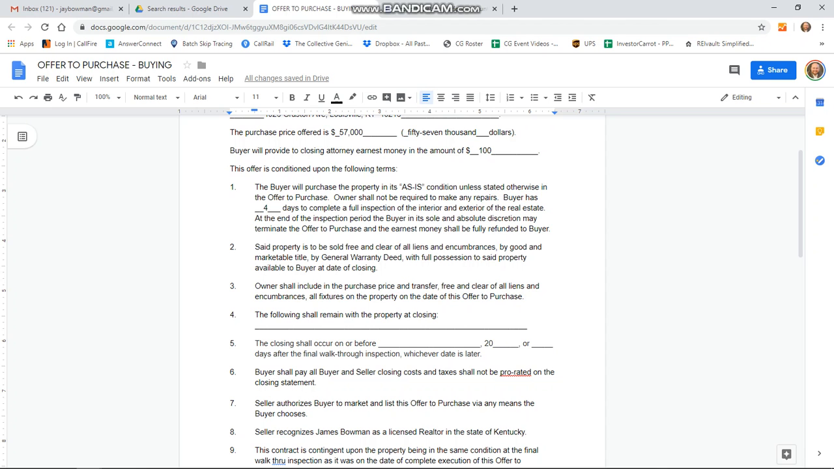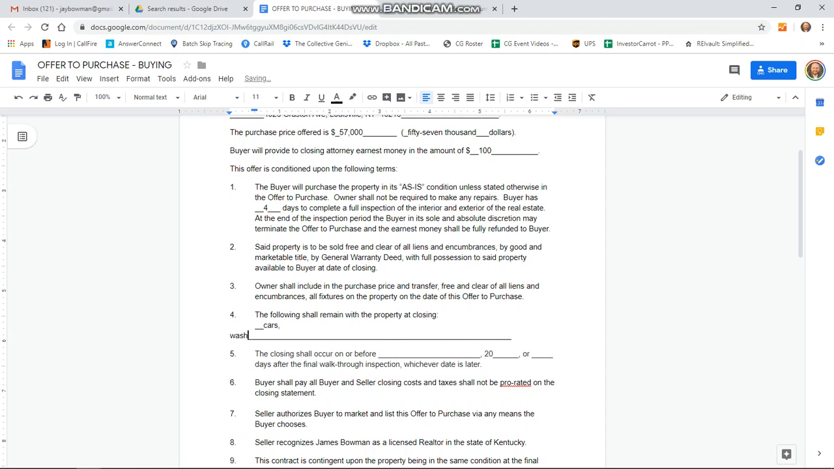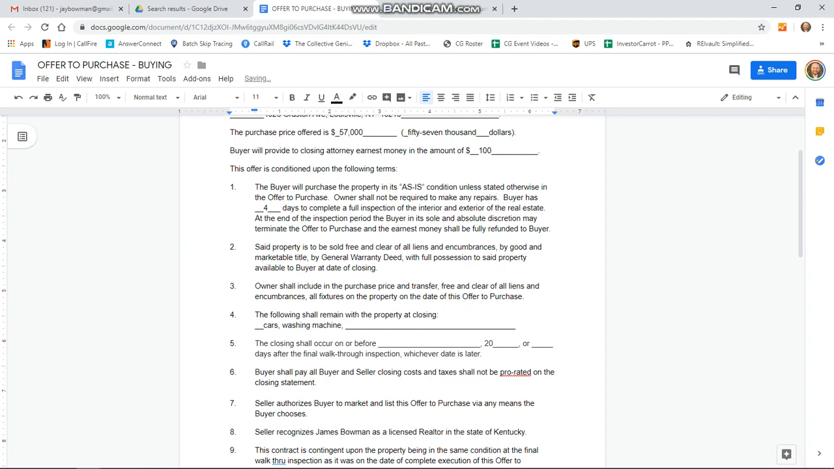If anybody likes to leave stuff behind, I've had people leave cars behind, washing machines, anything that is going to remain behind. That's something that we would put in here. She was leaving behind appliances and a washer, which was fine.